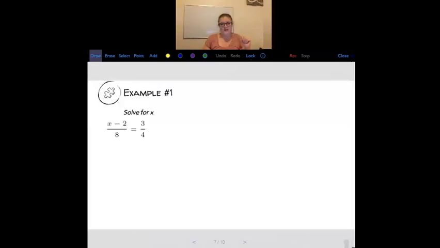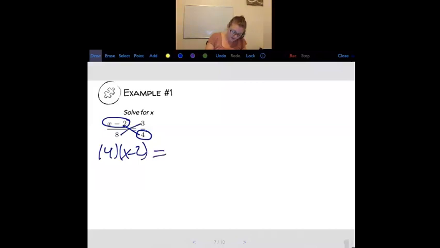Example 1, solve for x. x minus 2 over 8 equals 3 over 4. So in this case, I'm just going to show cross multiplication because we've already shown common denominators. So what you do is you cross upper numerator to lower denominator, and you're multiplying the entire numerator by the entire denominator. So this means 4 times x minus 2, then we put the equal sign, and then you go the other way. 3 times 8, okay?